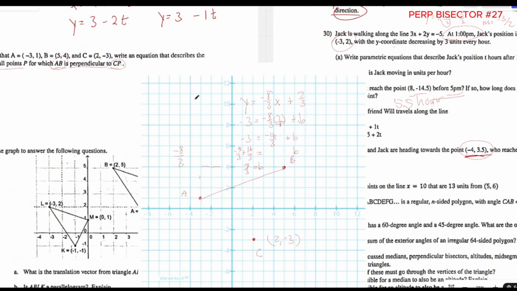All right, so as long as P is anywhere on this line, it could be there, it could be there, it could be there, then CP will be perpendicular to AB. So write an equation that describes where P could be, all points P. That's our answer.